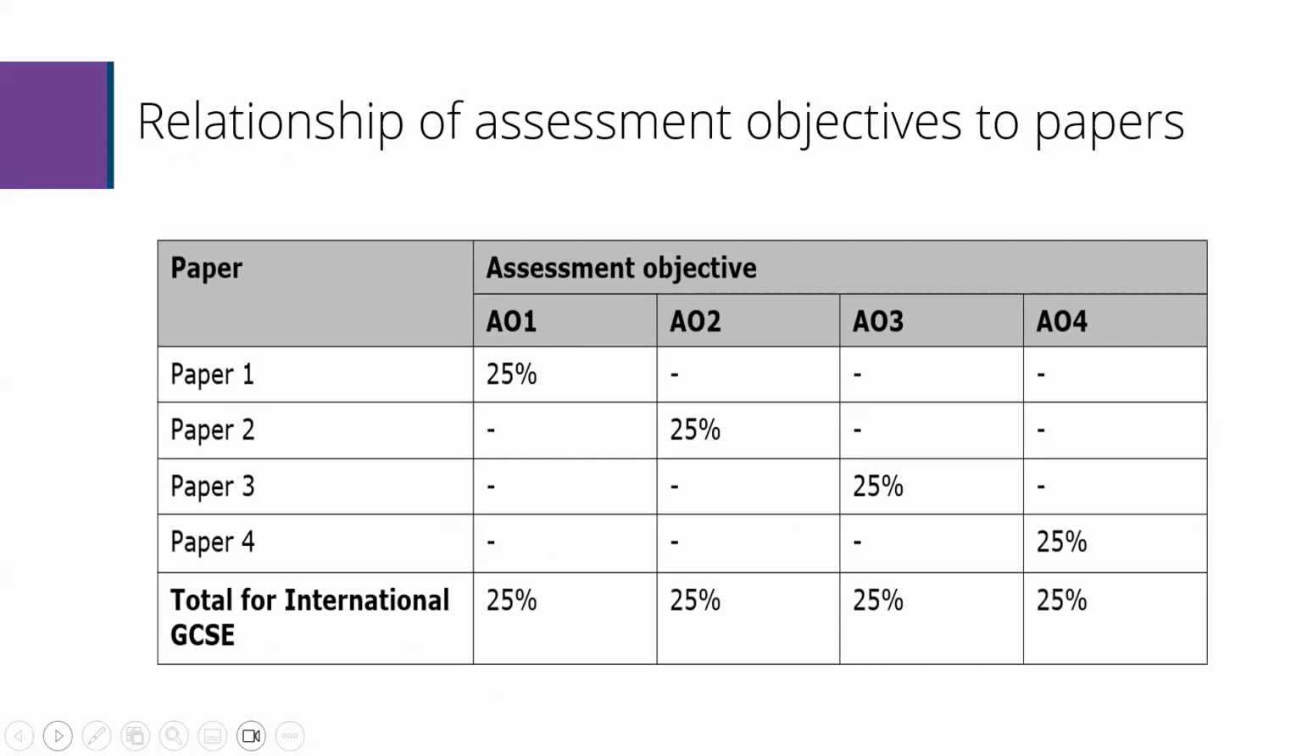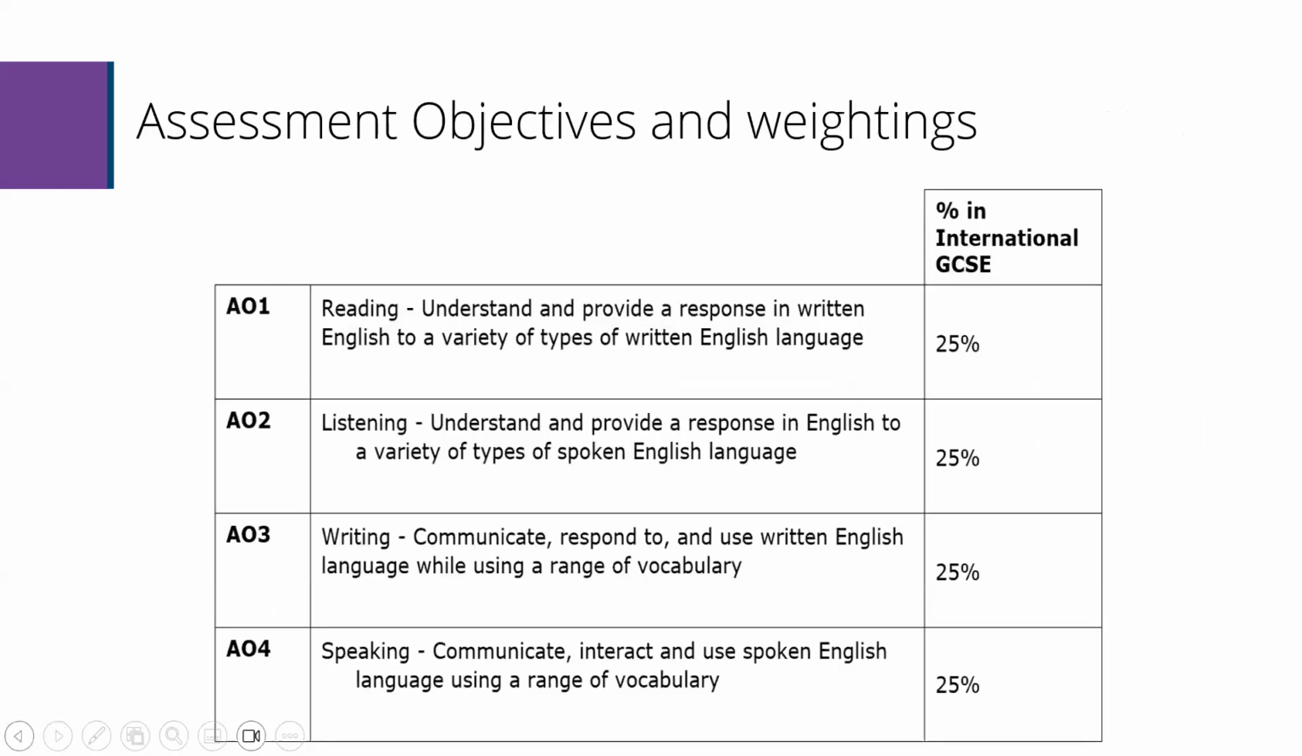So let's just have a look then at the relationship of the assessment objectives to the papers. Each of the papers, as you see there, is worth 25%, and each of the papers targets an assessment objective. So it's important that you understand that. And if we look at the assessment objectives themselves, assessment objective 1 is reading, so it's making sure that they can understand and provide a response in written English to a variety of types of written English. So that's the reading skill. Assessment objective 2 is the listening skill, so listening comprehension.